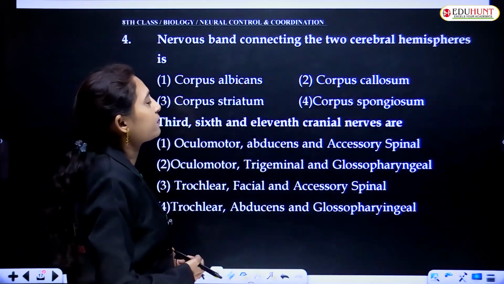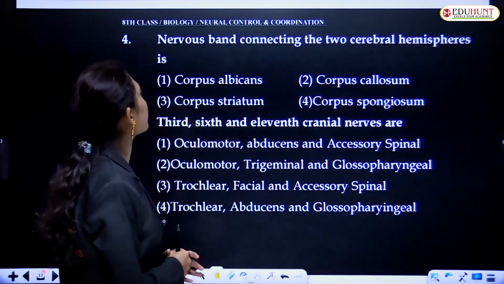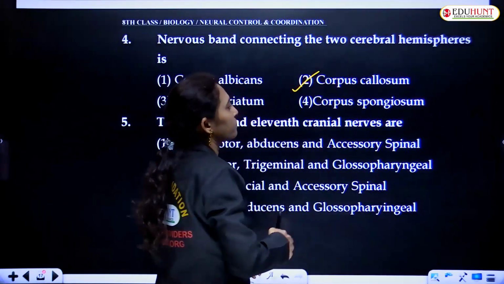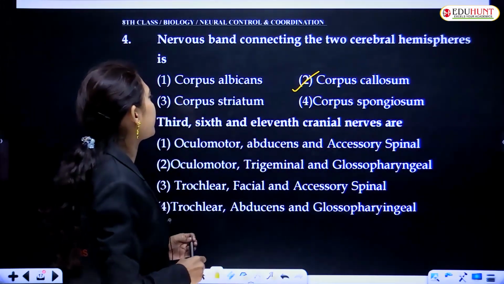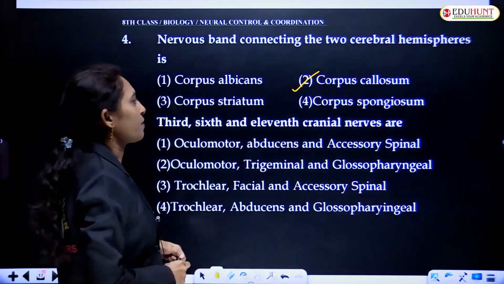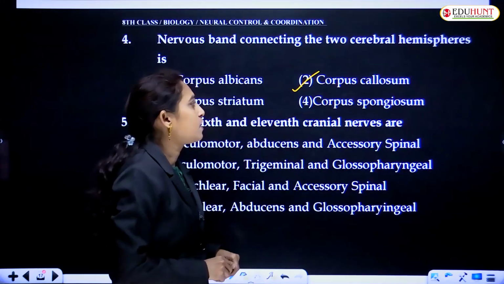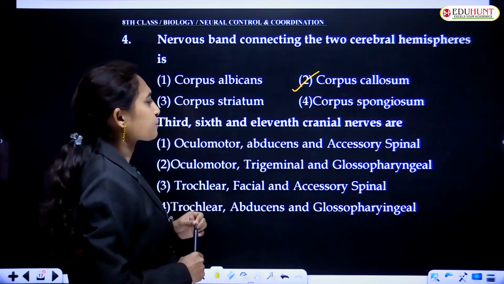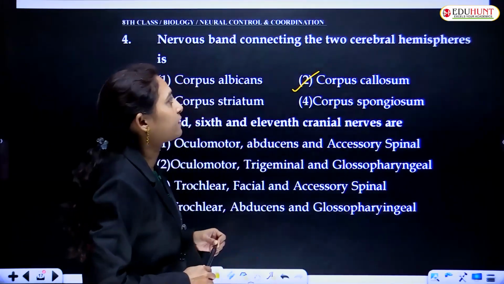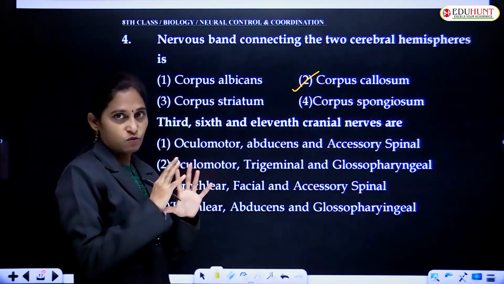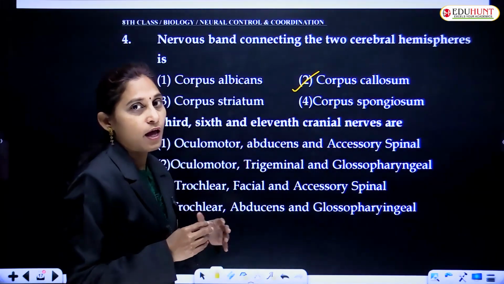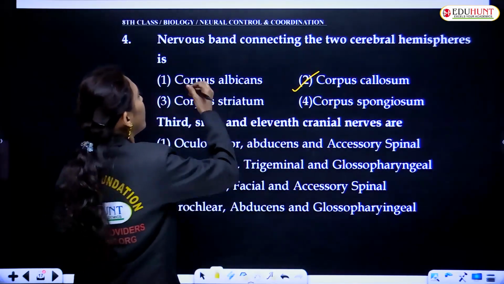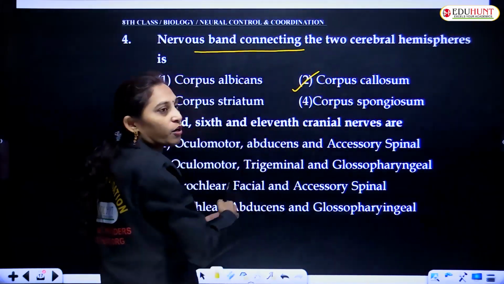The nervous band connecting the two cerebral hemispheres is the corpus callosum. Among corpus albicans, corpus striatum, corpus callosum and corpus spongiosum, corpus callosum is the nerve band connecting the cerebral hemispheres. The two hemispheres of the cerebrum are connected through this nervous band.